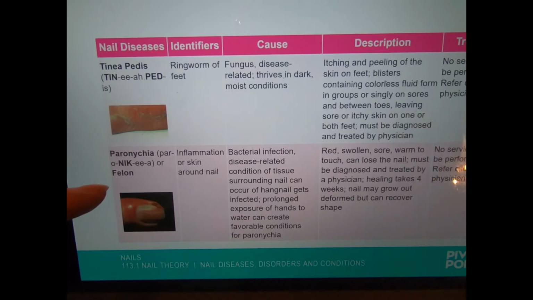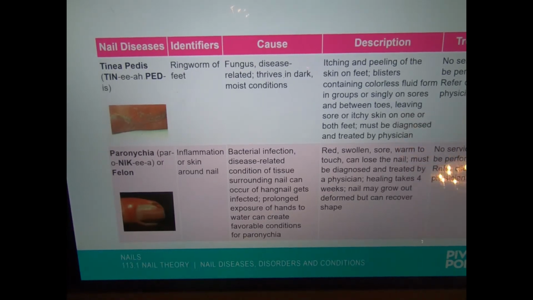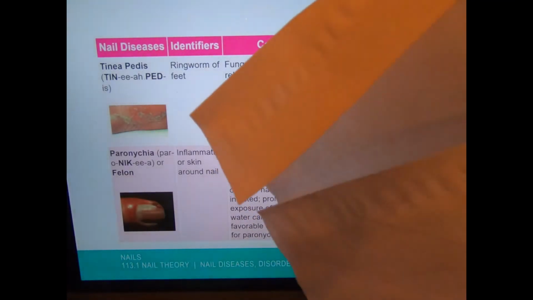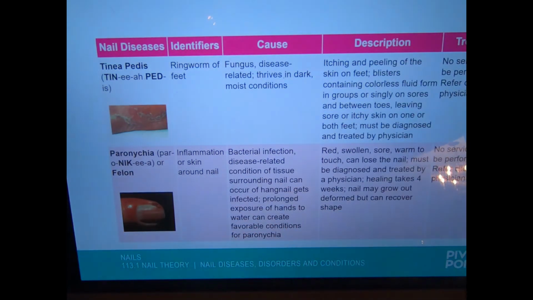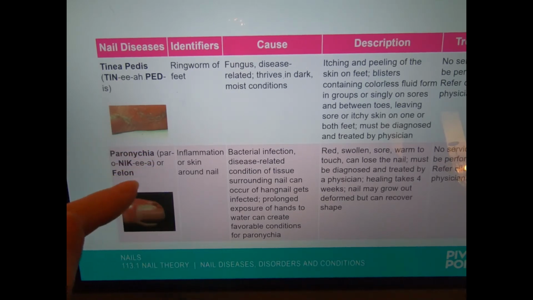Paronychia or felon. We know that a felon is someone that commits a crime. So this felon that I'm talking about today is an arsonist, someone that sets fire to structures. The way they set fire is they start with a tissue. They set fire to the tissue and then they set fire to the structure, and that's what makes them a felon. The best thing to do is always pair these words up together. Paronychia or felon. Learn them together.